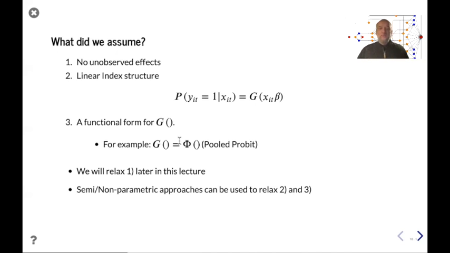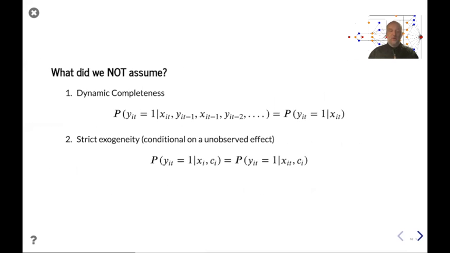So that could be done, but we're going to focus on how to relax the unobserved effect in the following lecture. Now, one thing I also want to highlight is, what did we not assume here? We did not assume something like dynamic completeness, for example.